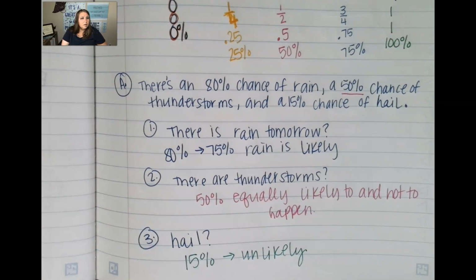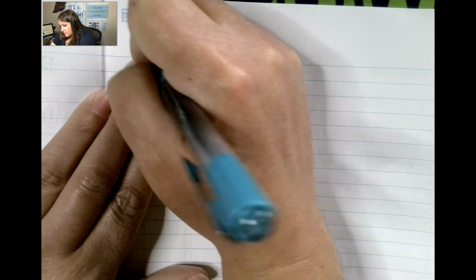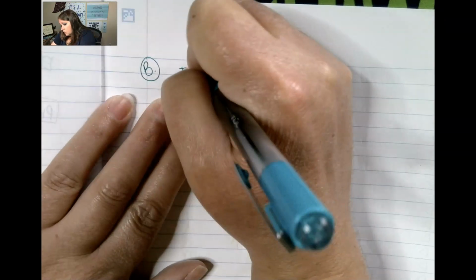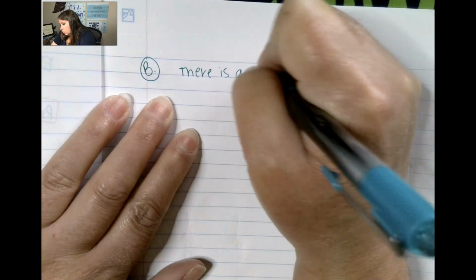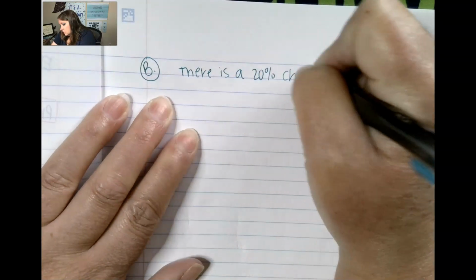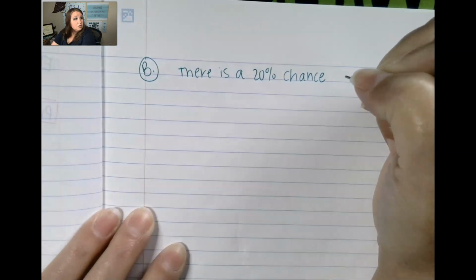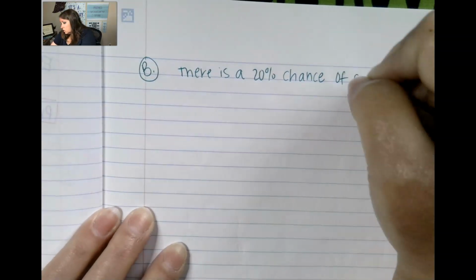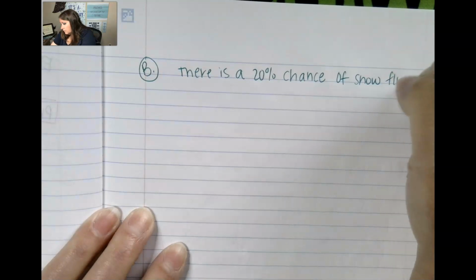Okay, let's do one more example of using this chart so that you can see it one more time in action. Okay, so on this one, we're going to use another example. And this example that we're using is example B. And example B says there is a 20% chance. There's a 20% chance of snow flurries.